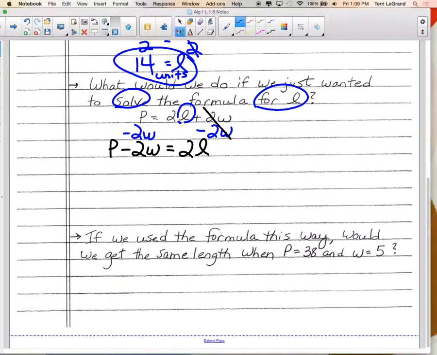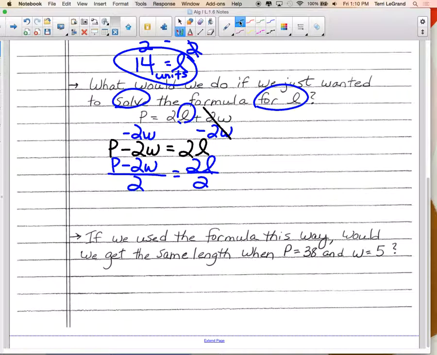So what would our next move be? What was our next move up there? We divided both sides by 2. So we're going to divide both sides by 2. Here's how we're going to divide this side by 2. Just like that, we're going to make one big long fraction bar showing that P minus 2W, that whole expression, is being divided by 2, and the 2L being divided by 2. You have to pay really close attention to me here.